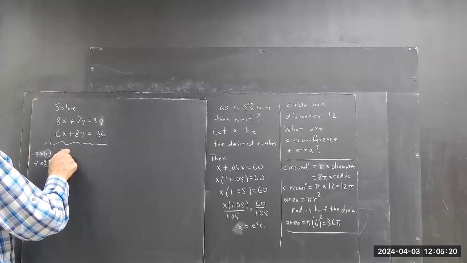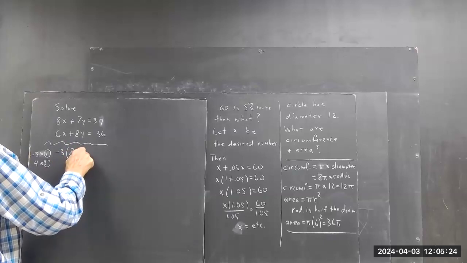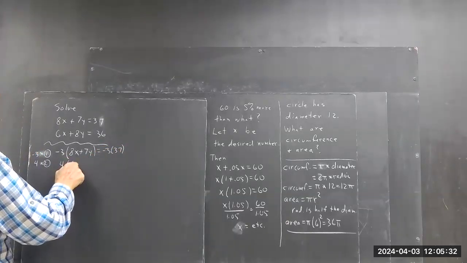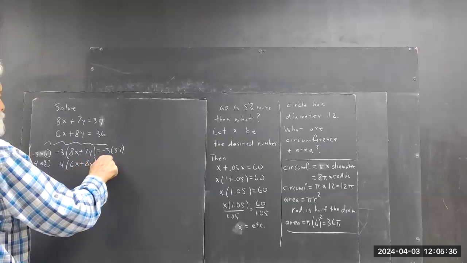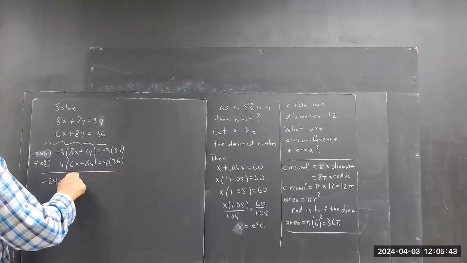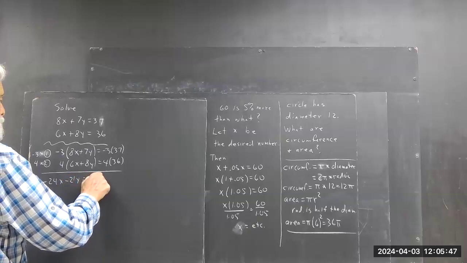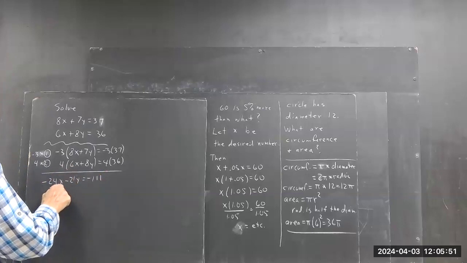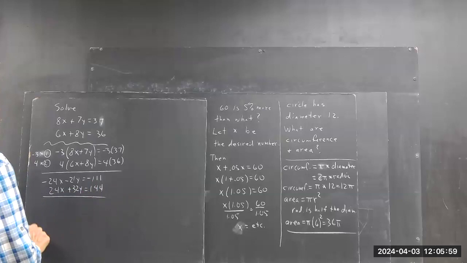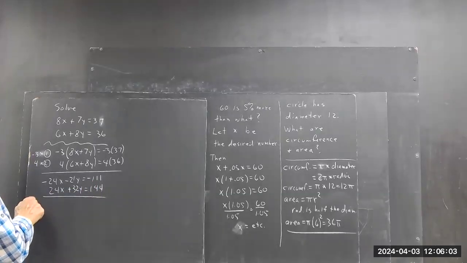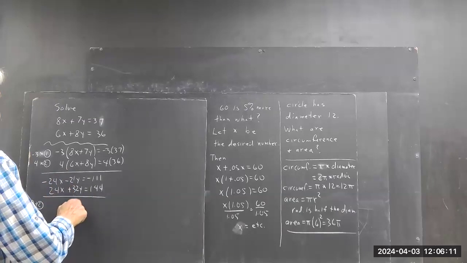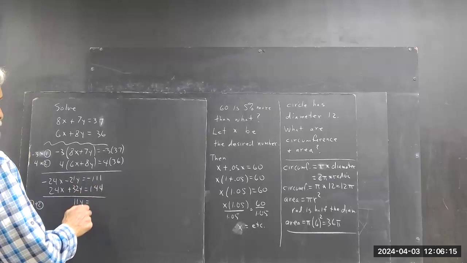So I do -3 times the quantity 8x plus 7y equals -3 times 37, and I do 4 times the quantity 6x plus 8y equals 4 times 36. That gives me -24x minus 21y equals -111, and 24x plus 32y equals 144. Well, I add the first equation to the second. -24x and 24x gives me 0, -21y and 32y gives me 11y, and -111 and 144 gives me 33.